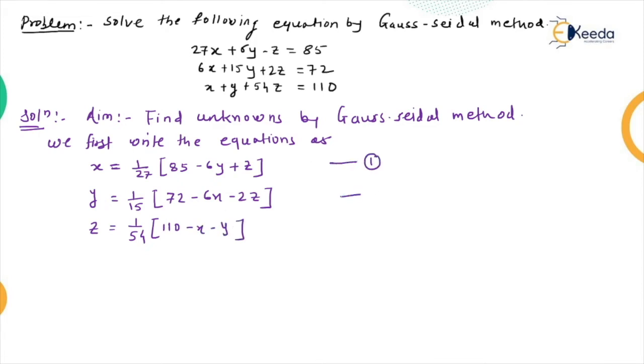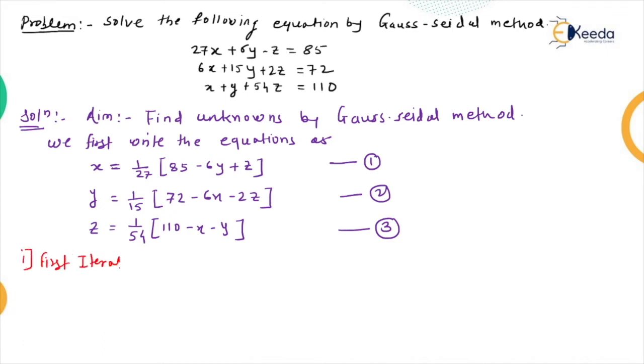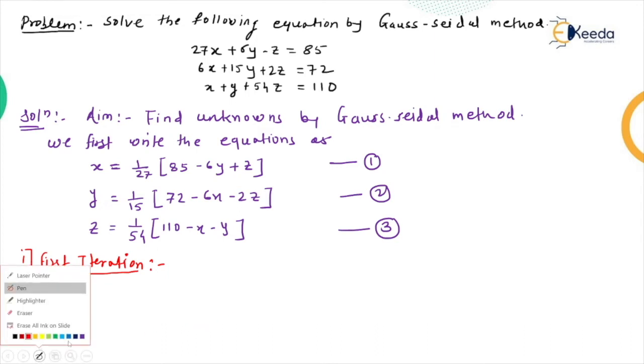For convenience, we label these equations as equation numbers 1, 2 and 3. Now you have to take the first iteration. How do we take the first iteration? For the first iteration, we find the value of x, and for that we start with the approximate values of y and z as 0.